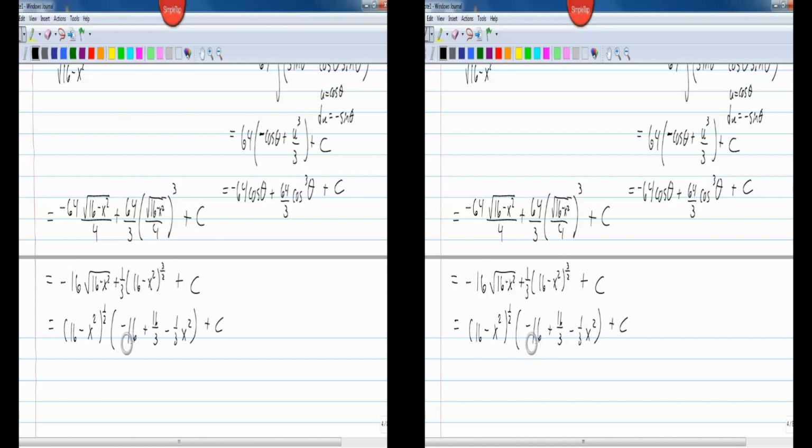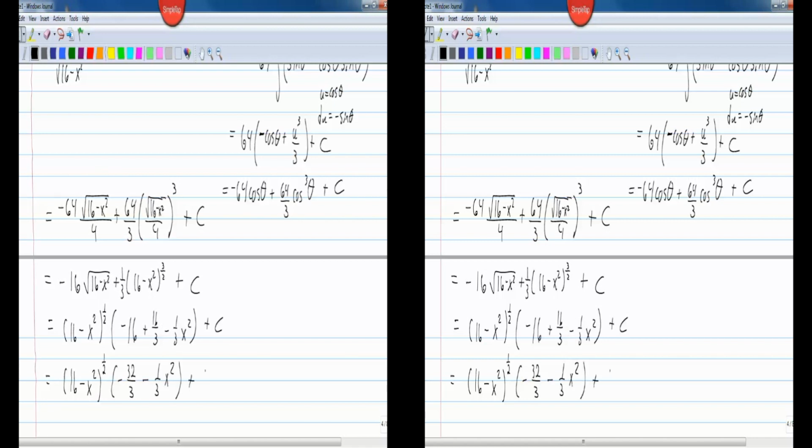Sometimes factoring out will simplify, but in this case it does give you some fractions, so you'd probably want to, once you put these two together, factor a 1/3 out of all of them. That would probably be the most correct thing to do. I'll show you what I'm talking about. So that's 48/3. It's going to be negative 48/3. And so that gives me a negative 32/3 in here. Negative 32/3, and minus 1/3 x squared plus c.